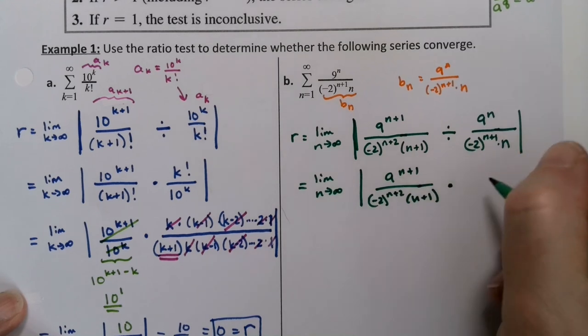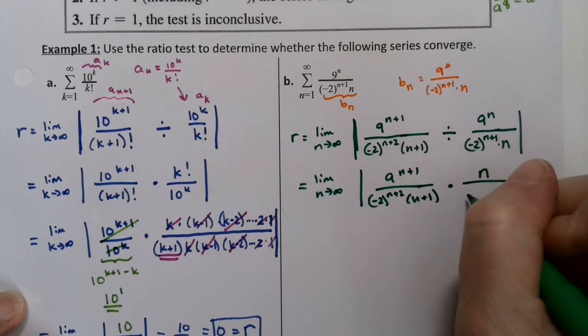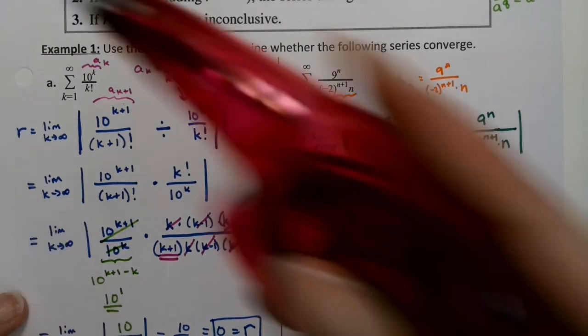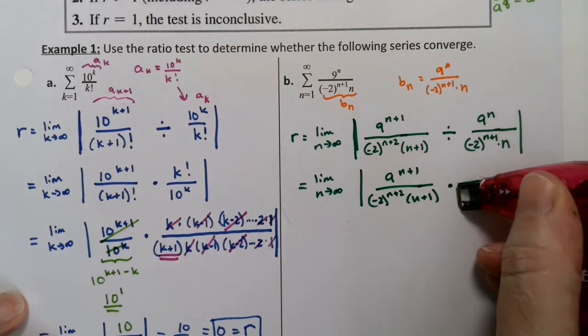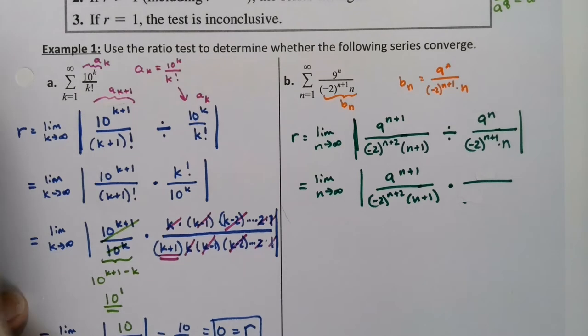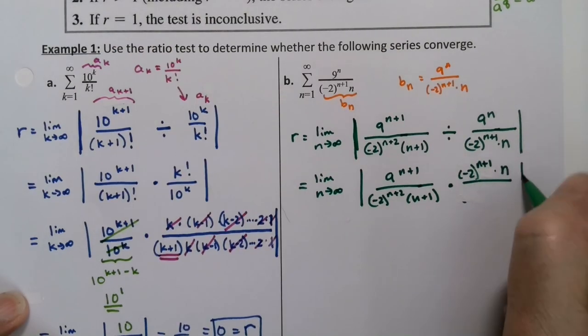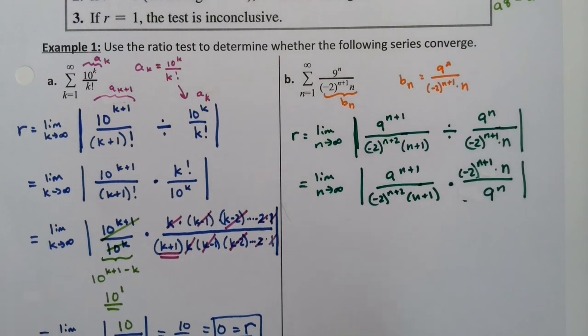And then we would multiply it by n over... n times, sorry, I got ahead of myself there. It's n times, so negative 2 to the n plus 1 times n, there we go, over 9 to the n.